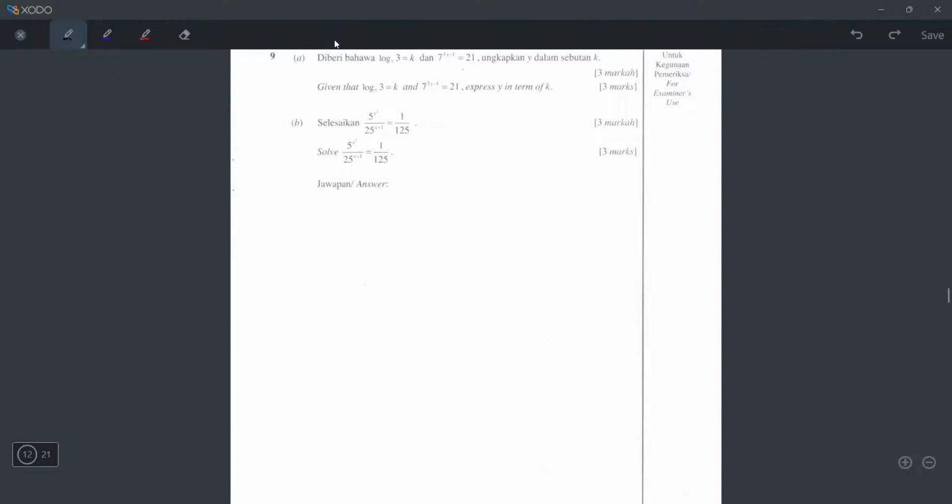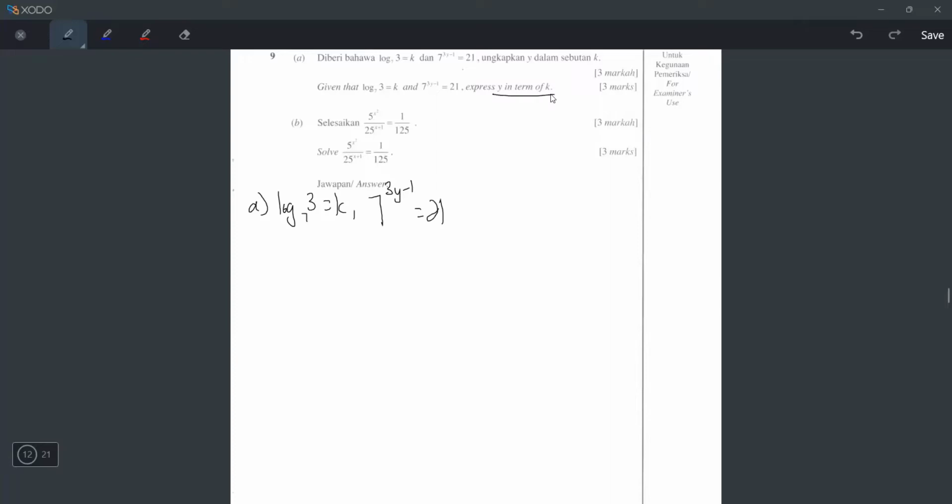Number 9. Okay, so we are almost finished already, right? We have 15 questions, so that's 6 more. Okay, let's continue. 9a, given that log base 3 of 7 equals k, and then they give you 7 power 3y minus 1 equals 21. Express y in terms of k.